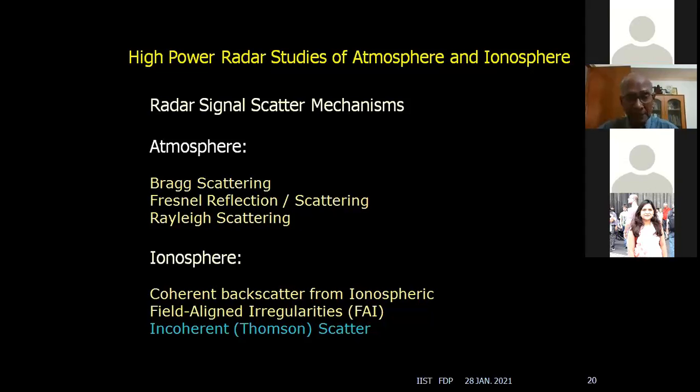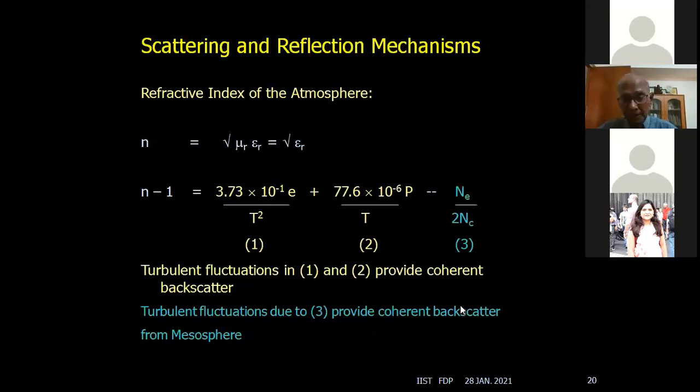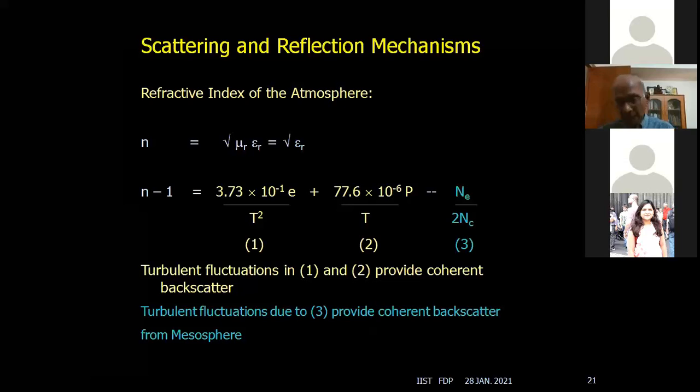From the ionosphere, there are ionospheric irregularities, and there will be scattering, which is highly anisotropic. The ionospheric irregularities are extended along the magnetic field, and you get the backscatter from those field-aligned irregularities.